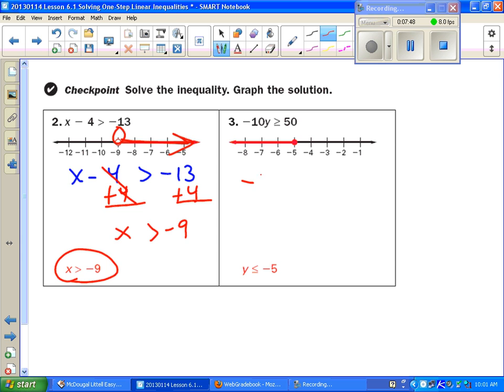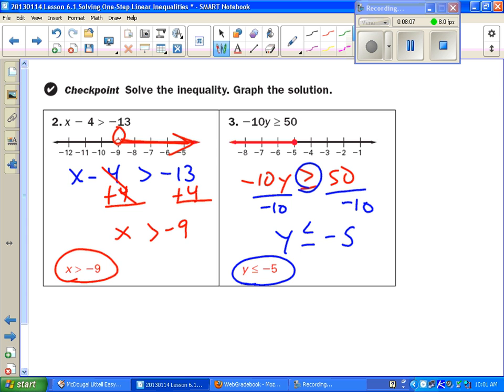And then -10y is greater than or equal to 50. Get rid of -10 times y by dividing by -10 on both sides. And then y, 50 divided by -10 is -5, but we divided by a negative number, so greater than or equal becomes less than or equal to -5. Less than or equal, it's a closed-end dot, and everything that's smaller than that.